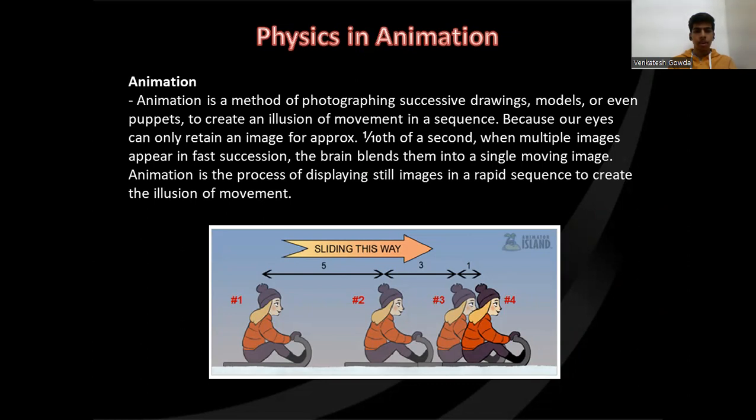Animation is a method of photographing successive drawings, models, or even puppets to create an illusion of movement in a sequence. Because our eyes can retain an image for approximately 1/10 of a second, when multiple images appear in fast succession, the brain blends them into a single moving image. Animation is a process of displaying still images in a rapid sequence to create the illusion of movement.